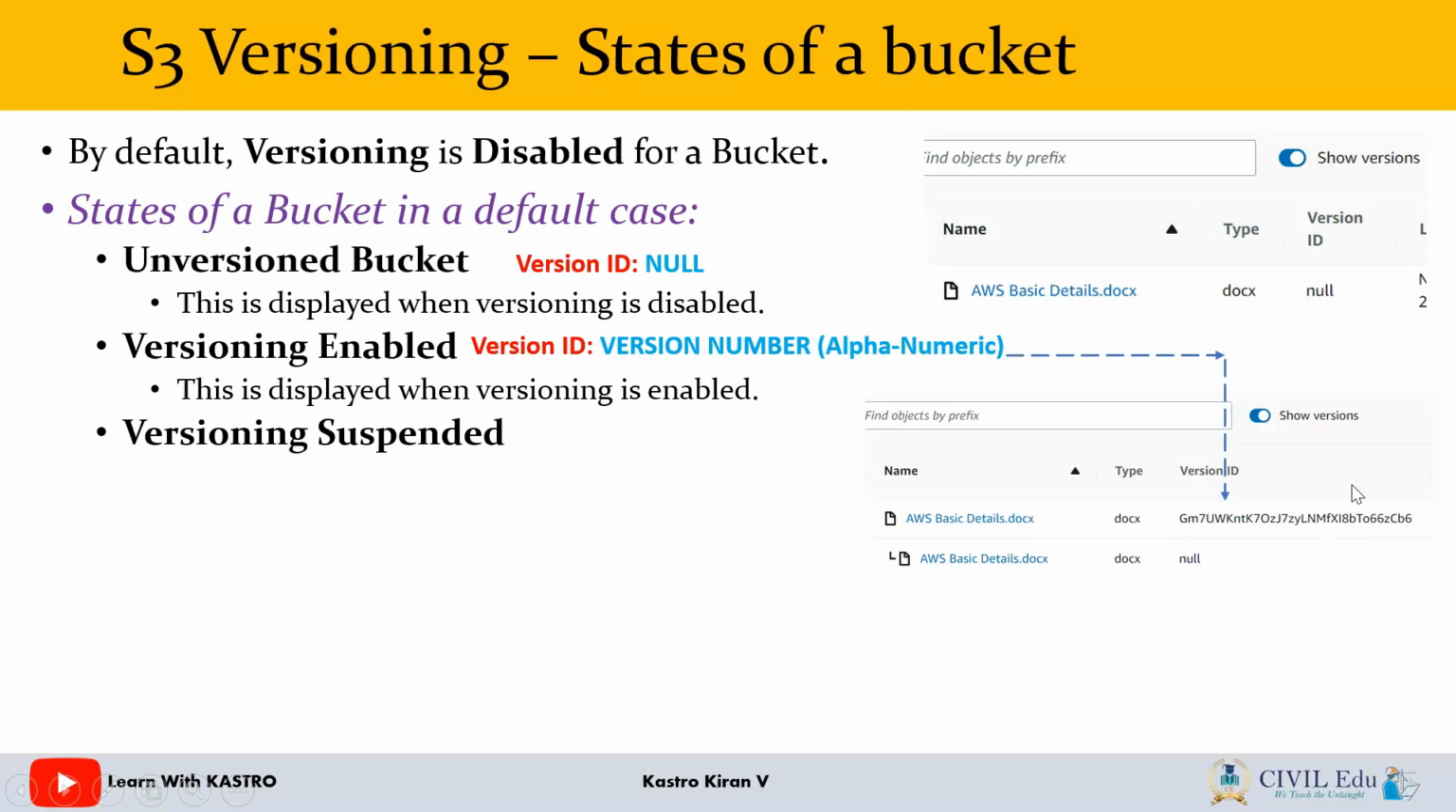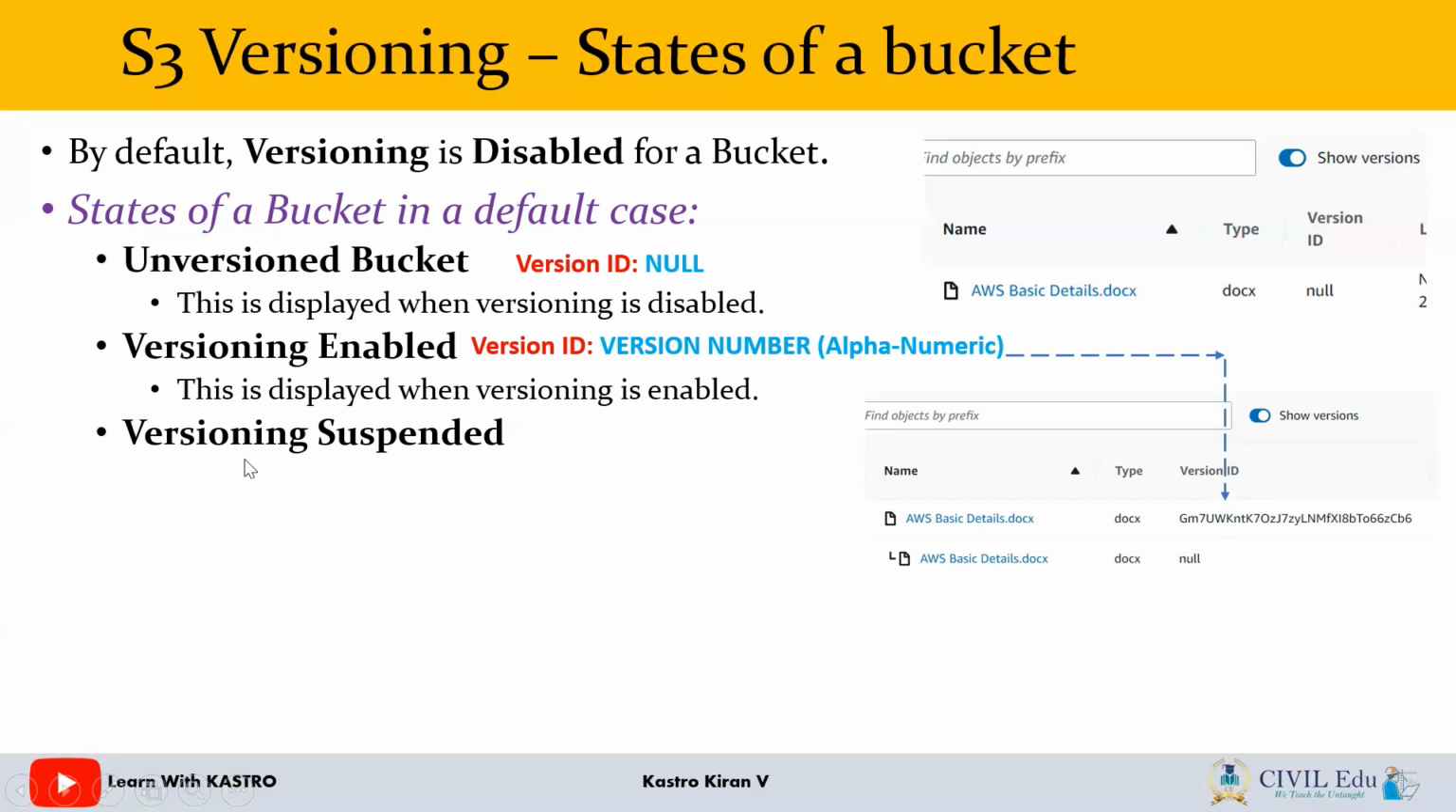Remember, this version ID will be shown only when you enable versioning for the bucket. If you don't enable versioning for a bucket, all the objects that you upload into the bucket will have null as the version ID. For all the objects that you have uploaded into an S3 bucket which has versioning enabled, they will get an alphanumeric version ID.